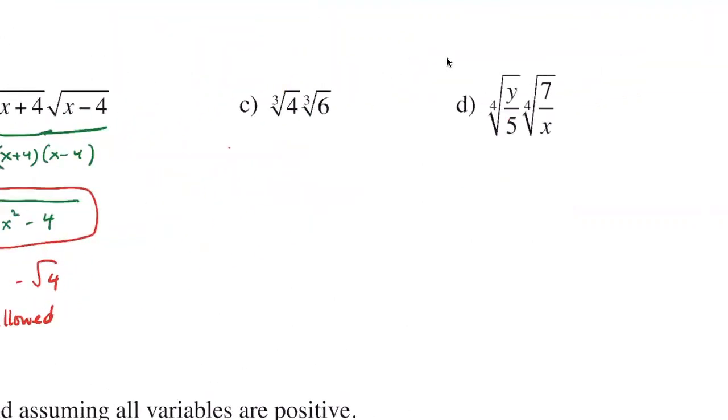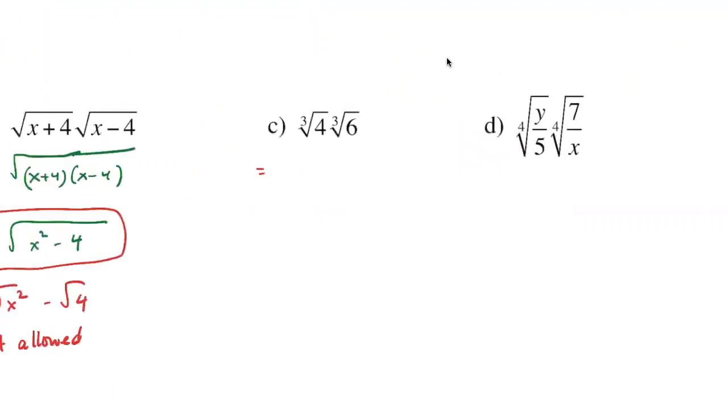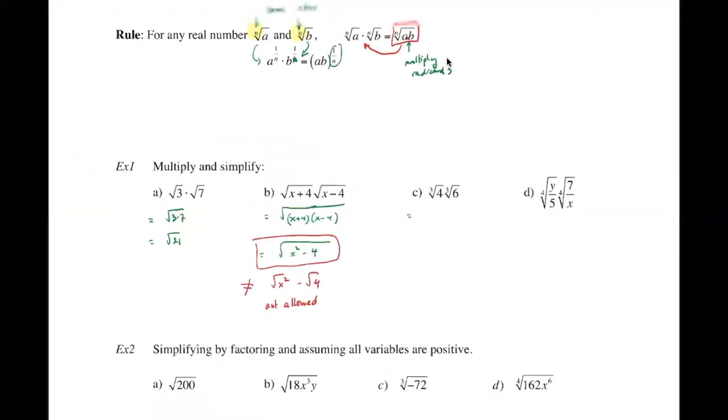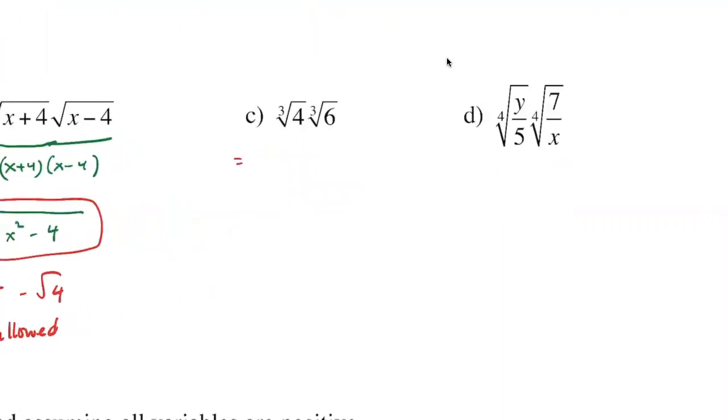Let's see here. What do we got? Cube root of 4 and cube root of 6. The index is matching for both radicals, so we can just multiply the 4 and the 6, and that becomes the cube root of 24. Now you may think, well, 24 is not a perfect cube. But it contains a perfect cube factor.